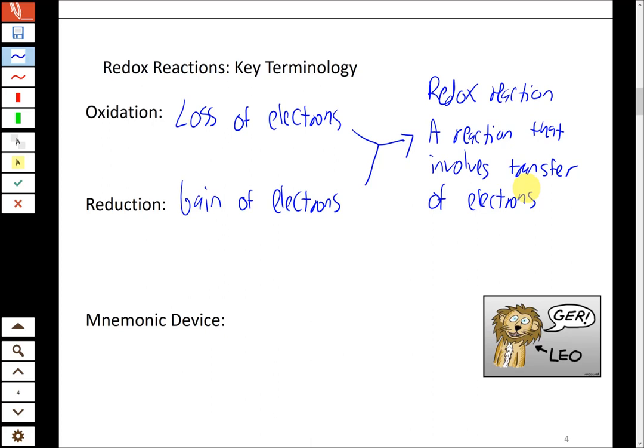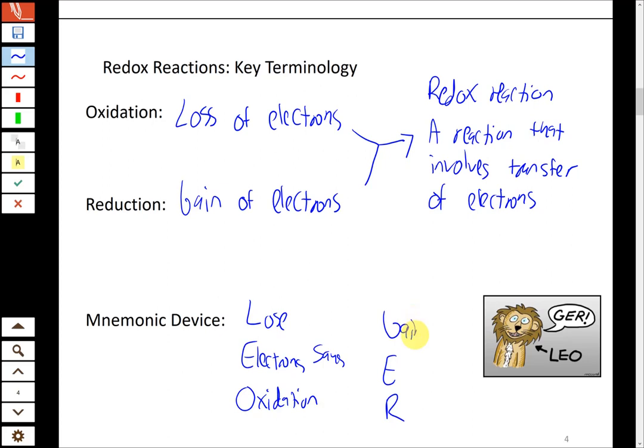So there is a mnemonic device to help you remember which one is oxidation, which one's reduction. So Leo is the Latin root for lion, so you often see lions named Leo. And so if you write it out, what does a lion say? A lion says gur. So Leo says gur. So if you lose electrons, that's oxidation. And if you gain electrons, reduction, exactly.